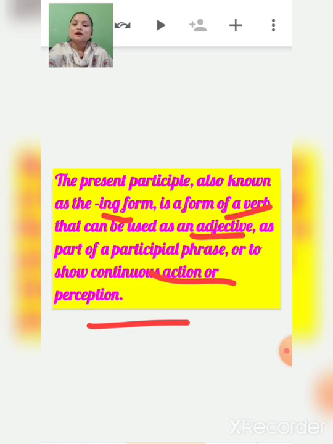Present participle first uses the ing form. It is a form of verb that can be used as an adjective, as part of a participle phrase or to show continuous action or perception. Okay, so children, as I have told you, verb equals action, that means it shows what action is done by the subject. And then we add the ing form.